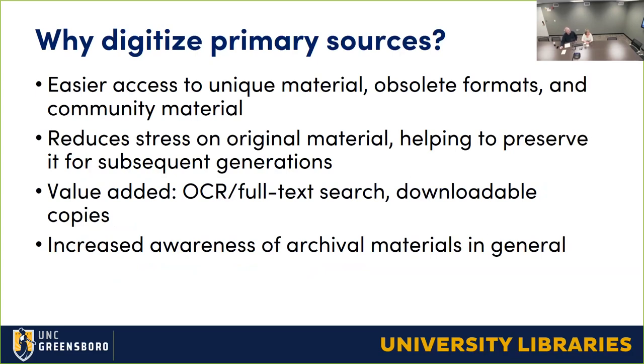We can also, when we digitize, add value to these items, making them in some ways maybe more accessible than they would be using the physical materials in the archives. For example, we can take print materials like the Carolinian, Alumni News, et cetera, and OCR them, perform optical character recognition, which makes these documents full text searchable with some limitations. And also we can provide downloadable copies so that you have repeated access to the material. You can't just look at it the minute you're there touching it in the archives.